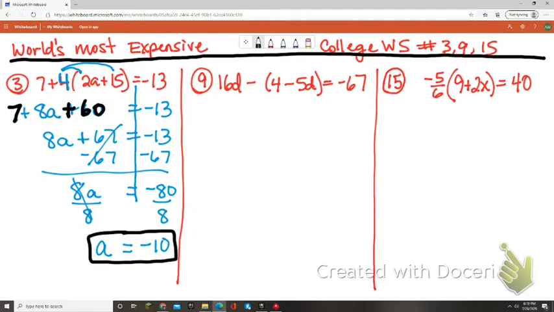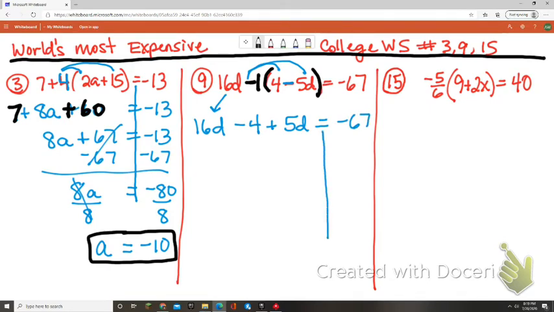On number 9, we have a negative that's outside our parentheses. Well, anytime you have anything next to the parentheses, there's multiplication going on. So I have to distribute this negative, which is the same thing as distributing a negative 1, if you'd like to put that number there. So again, I don't do anything with the 16D, I drop it down, and I'm going to distribute the negative 1 to 4, which is negative 4, and the negative 1 to negative 5D, which is positive 5D, and that equals negative 67.